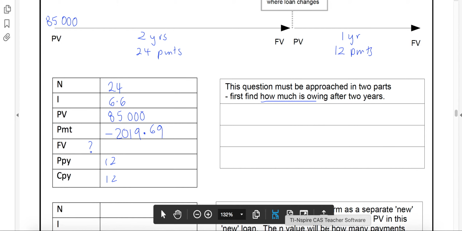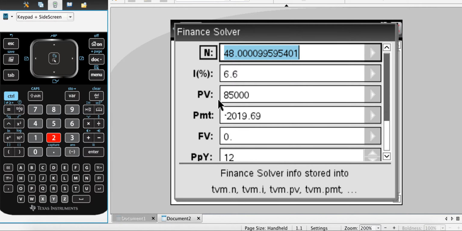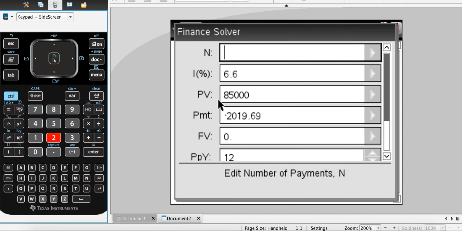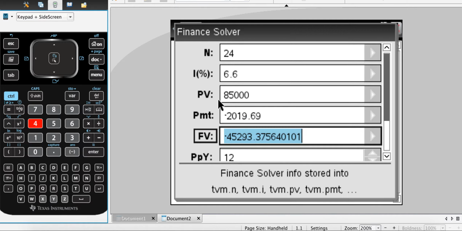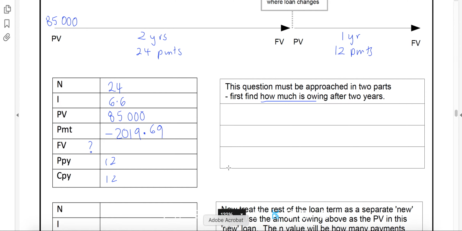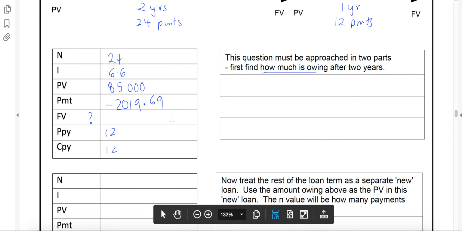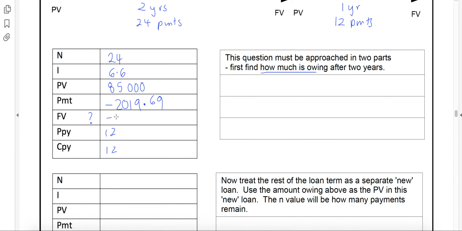Now, I've got that in my calculator over here. We found that it was 48 payments to pay it off, but I want to know in 24 payments, how much is owing? And there we have it, 45293.3756. Now we'll leave that. We won't round it off because we're partway through the question. So 45293.3756. You've got that value in your calculator.